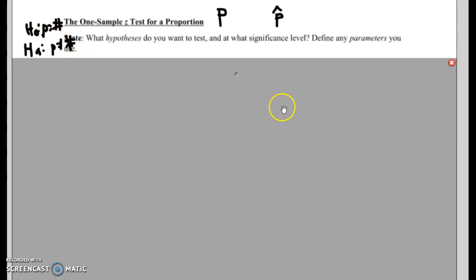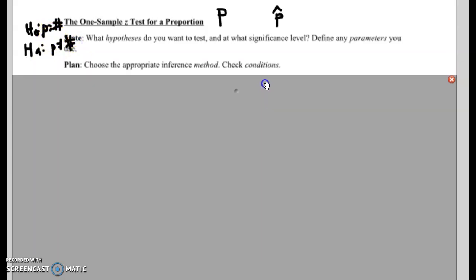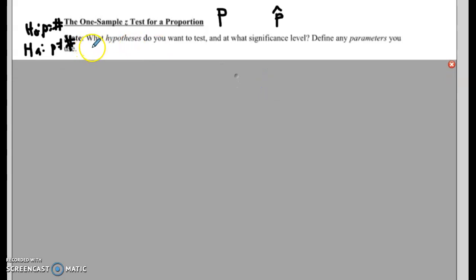So we'll state those hypotheses in the state. And then for parameters, we'd say what that p means. So we'd say something like, where p equals the true proportion of whatever the problem's about. Eventually, we're going to do two proportions, so you'd have to say p1 is this proportion, p2 is this proportion. So again, in the state, we put our H0 and our Ha, and then we list what that parameter p means in context of the problem.